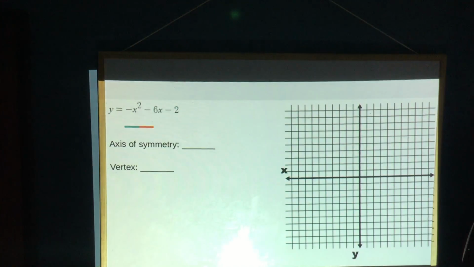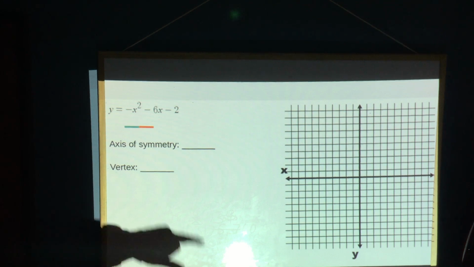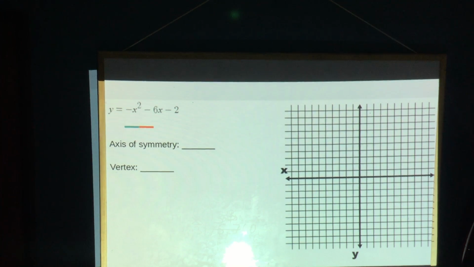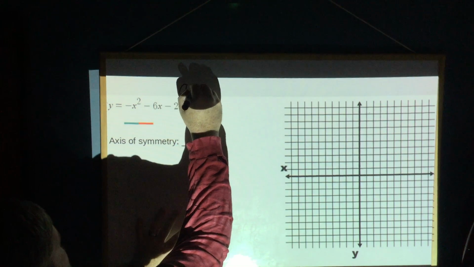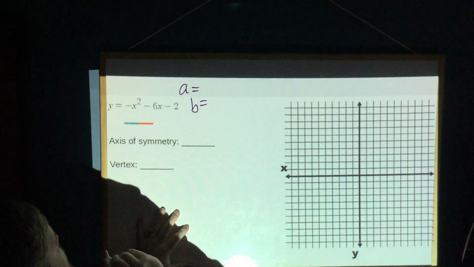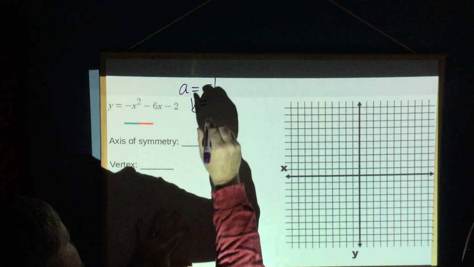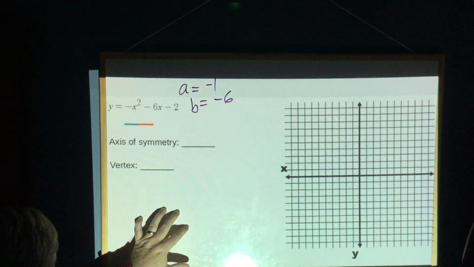All right, next one, we have y equals the negative x squared minus 6x minus 2. So this time we'll have a parabola that opens down. I can tell that because the a value is negative. All right, so let's start out by finding the axis of symmetry. In order to do that, I need to know a and b. A is -1, b is -6.